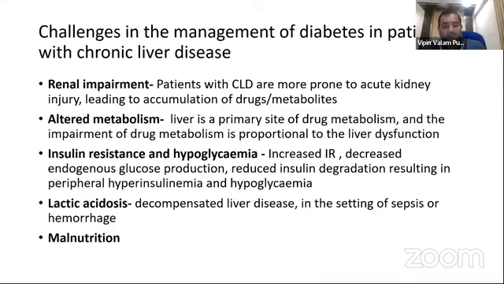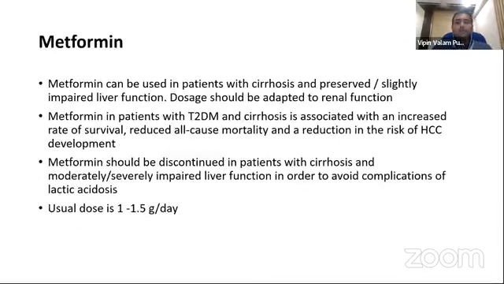If the patient is having associated sepsis or hemorrhage, the patient can have lactic acidosis. So using metformin in such decompensated liver disease may be problematic. Malnutrition is another thing which is adding to this, along with sarcopenia. Now, if you consider metformin for the treatment of liver disease, we know that metformin is metabolized very little in the liver; it is mainly excreted through the renal system.